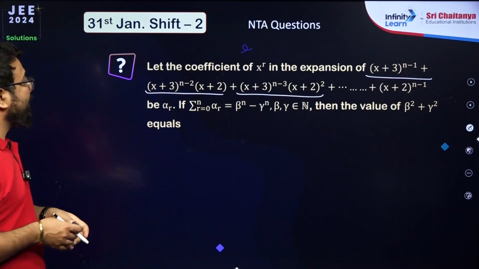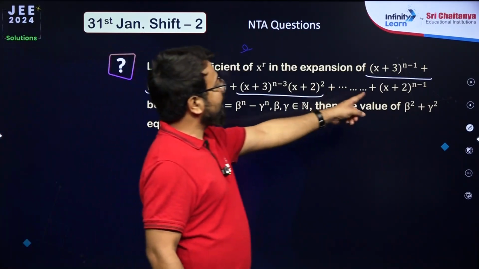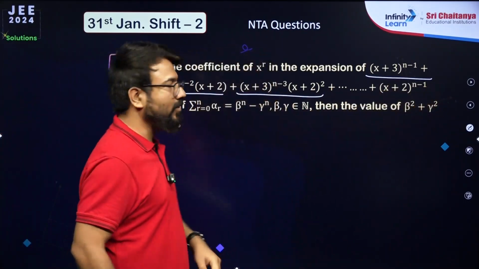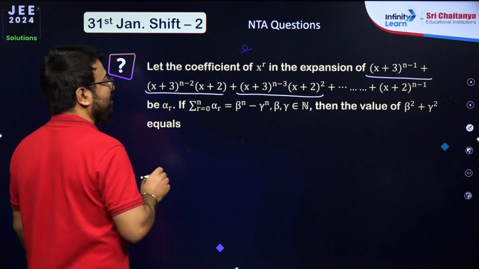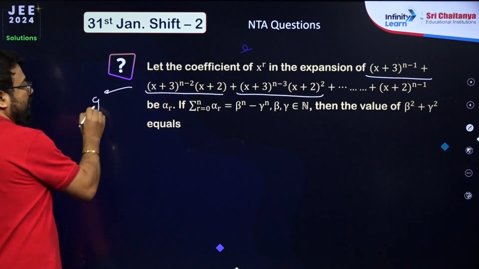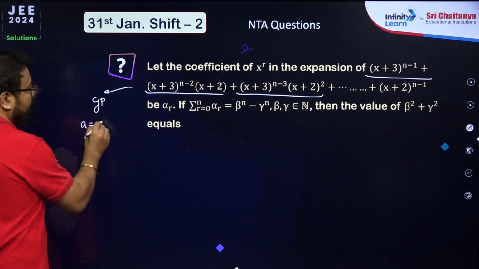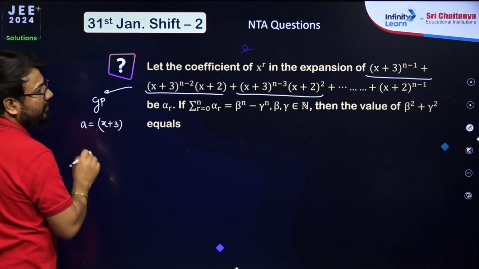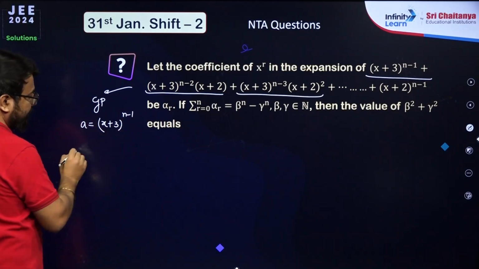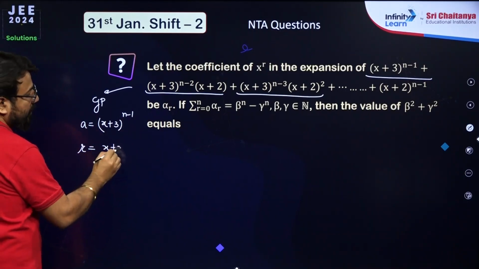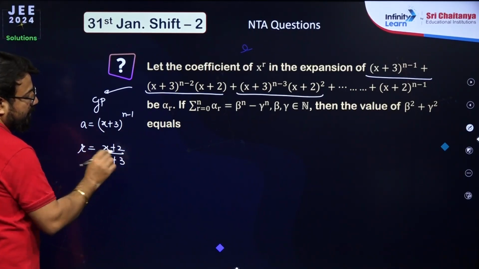Here we can observe that n minus 1 plus 1, n terms are there in total. So this is a geometric progression. Can you see that? This is a GP with first term (x+3)^(n-1) and ratio (x+2) over (x+3).